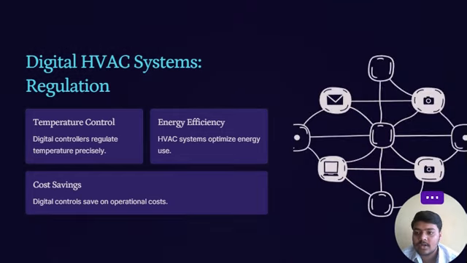Next slide is digital HVAC system regulation. First one is temperature control. That means digital controls regulate temperature precisely. Second one is energy efficiency. HVAC systems optimize energy use. Third one is cost saving. Digital controls save on operation costs.